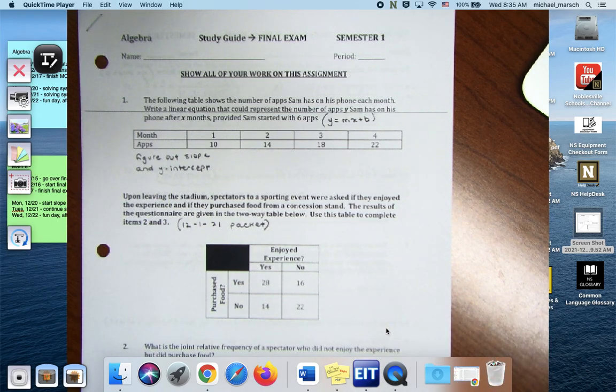Here is the semester 1 final exam study guide answers.